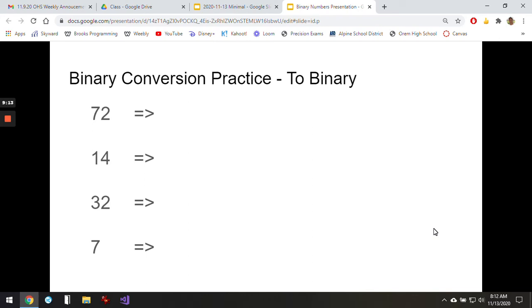So 32 is really easy. 32 is 1 with 5 zeros. You have to do the zeros off to the right because they're significant. They're holding place. Plus 1 is 31. There's no other way to get 32 here.